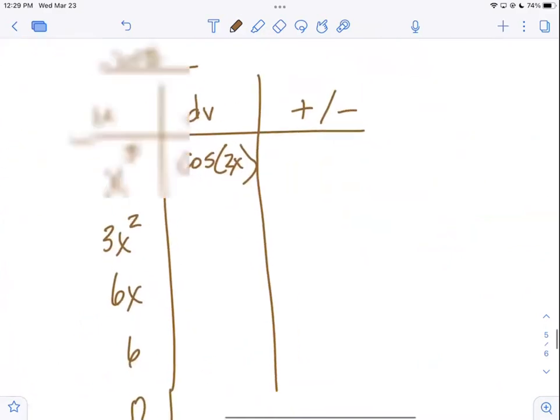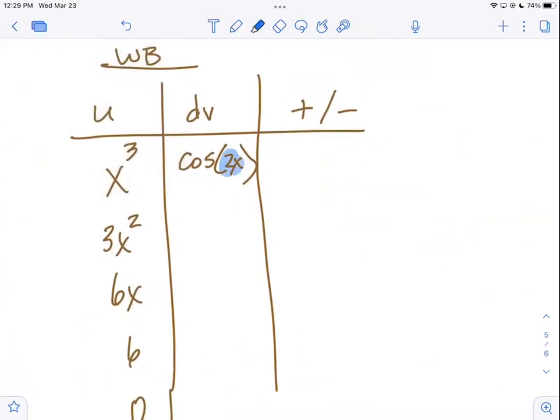Now, don't take this for granted. Every time we integrate, we're going to have a correction of another 1/2, so don't just forsake the inside function. The derivative of 2x is 2. There's not a 2 outside, so we have to have a correction of 1/2. And then the antiderivative of cosine is sine of 2x.